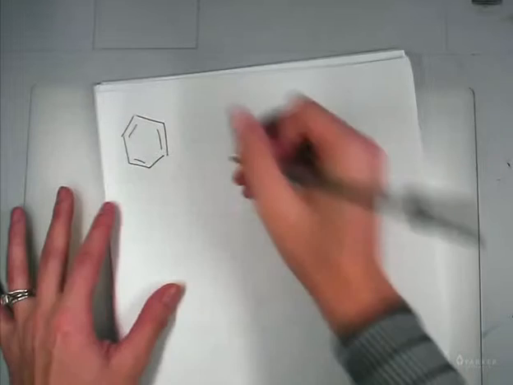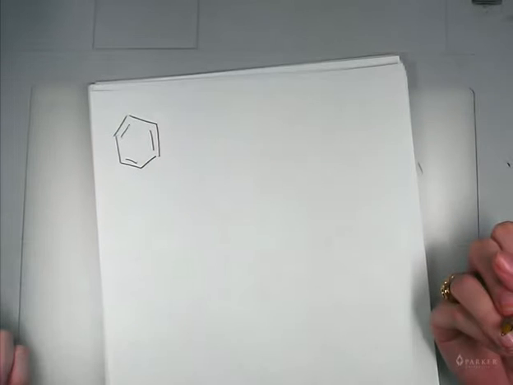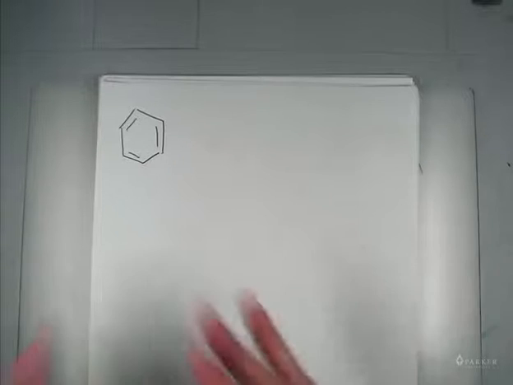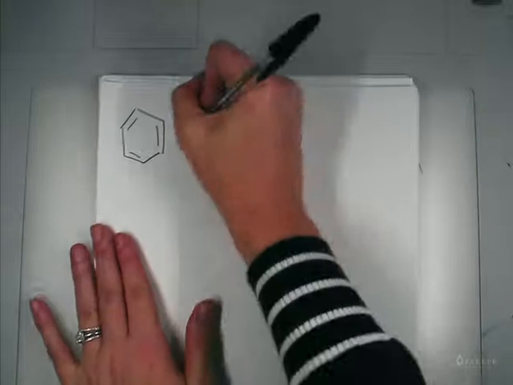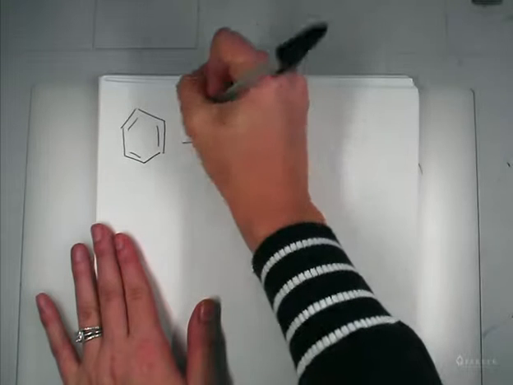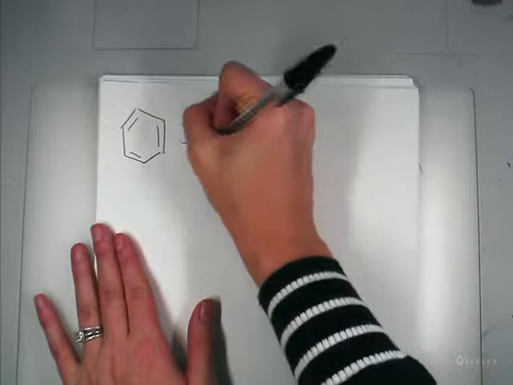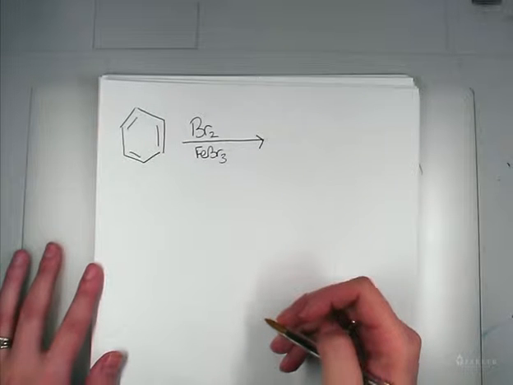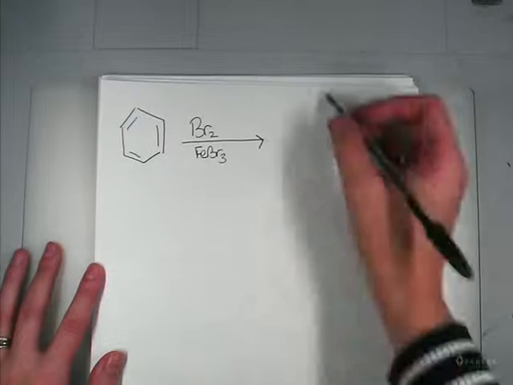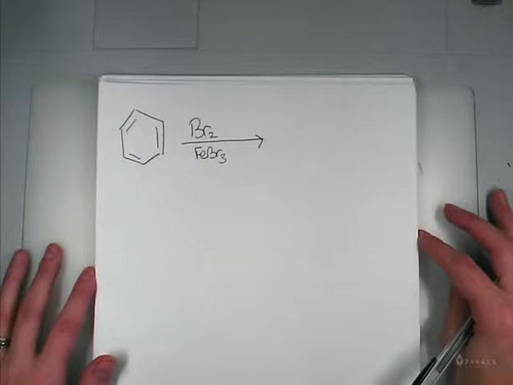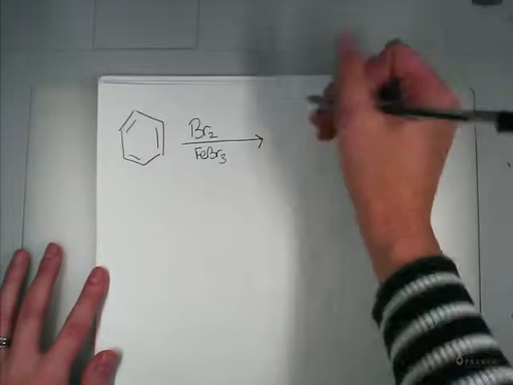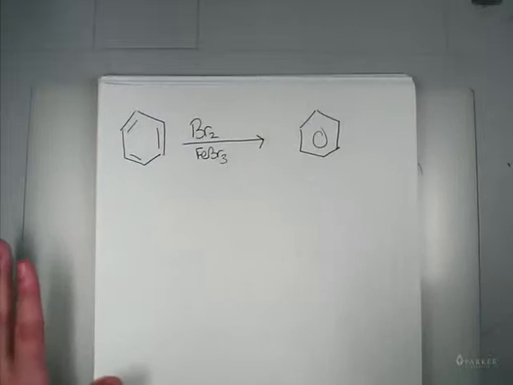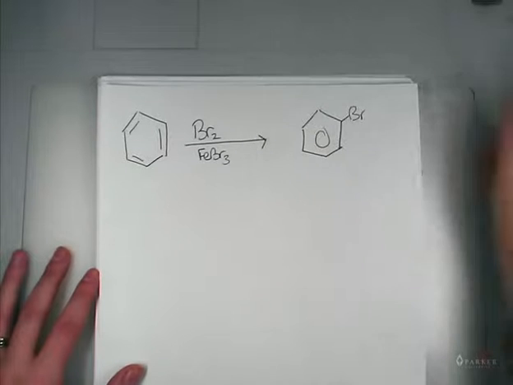So overall, we will have benzene. Every basic reaction in this chapter will start with benzene. And in this case, we're going to put Br2, FeBr3 over the arrow. And then what did we say that put on benzene? Bromine, and how many? One. You can go with a circle. Either way to draw it is fine.